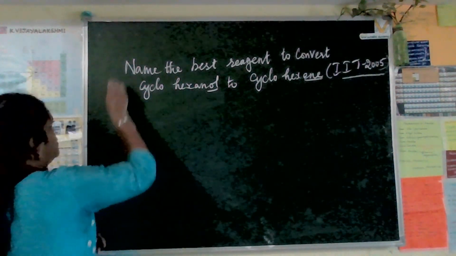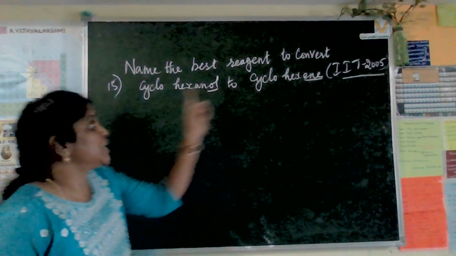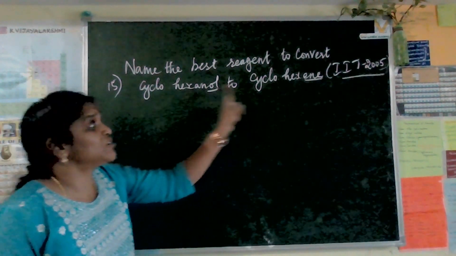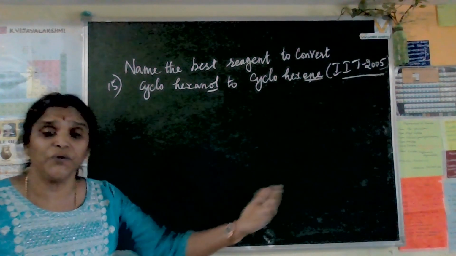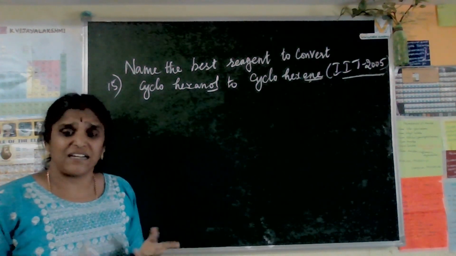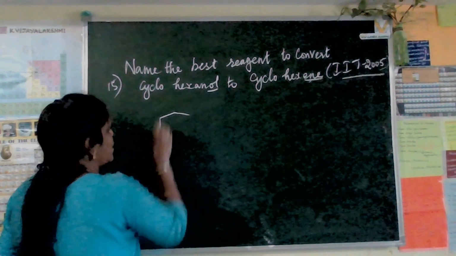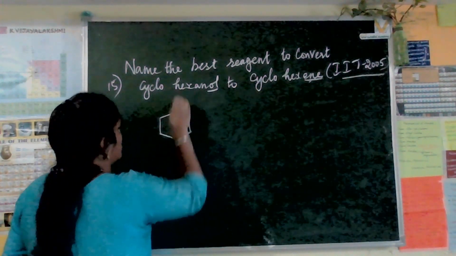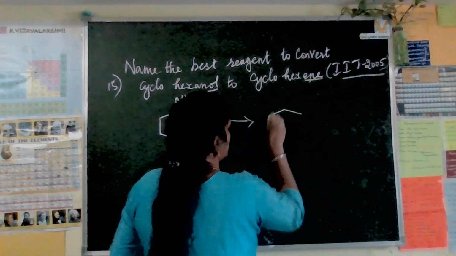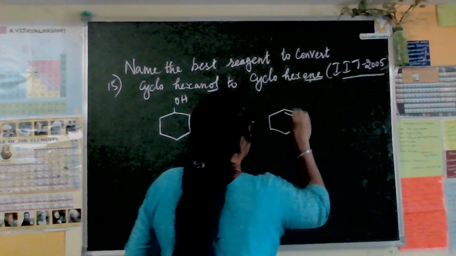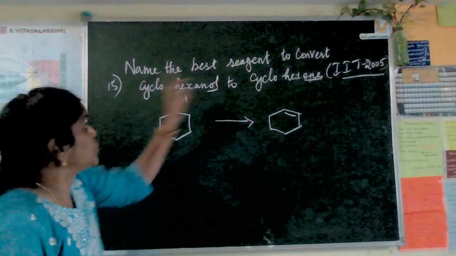Next question, the 15th question. Name the best reagent to convert cyclohexanol to cyclohexene, alcohol to alkene. So what is that? Dehydration only, water removal. Cyclohexanol is converted into cyclohexene. So, what is the best reagent to convert?